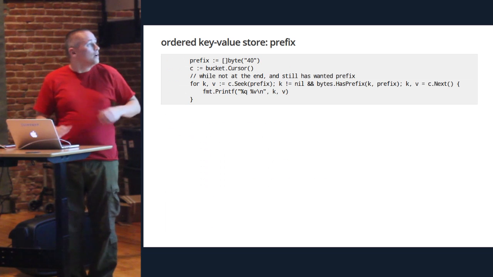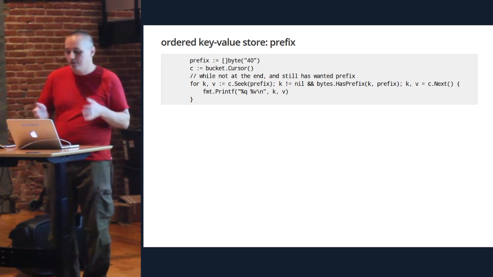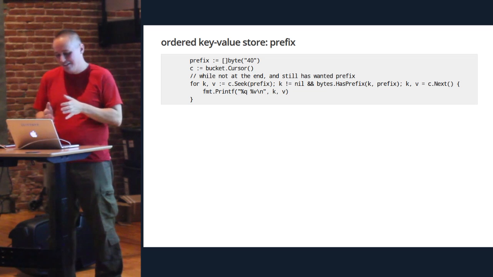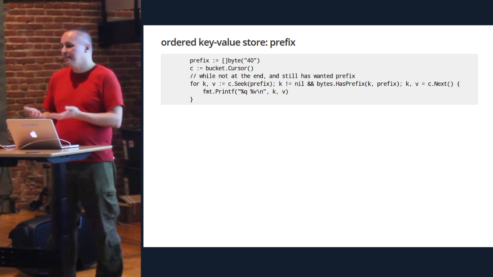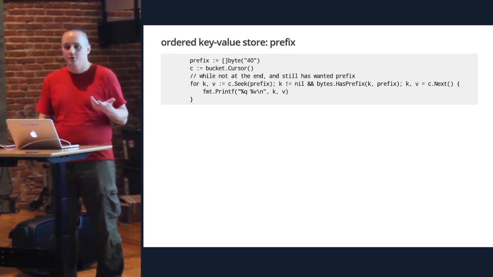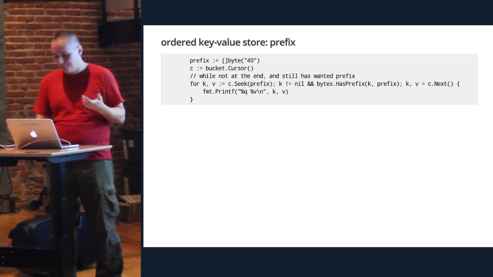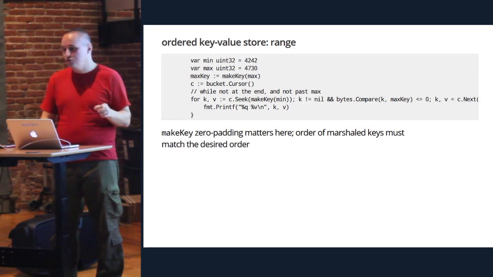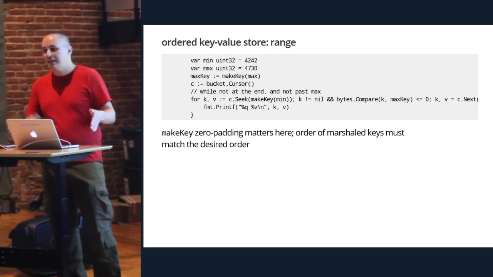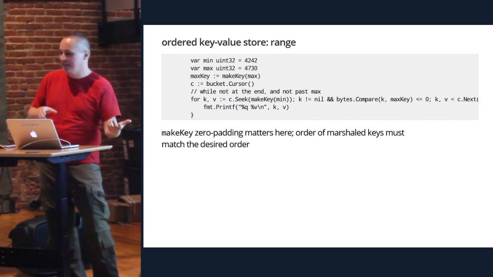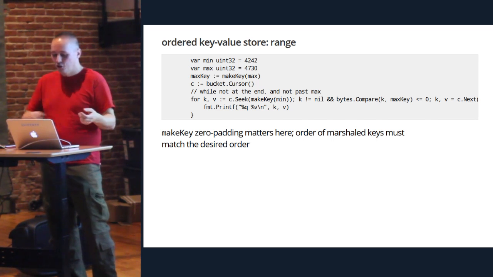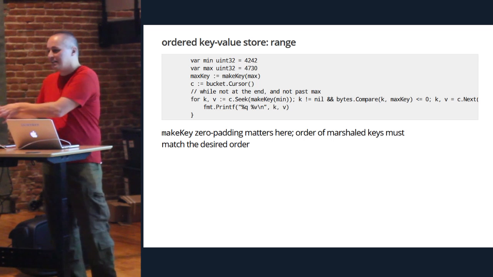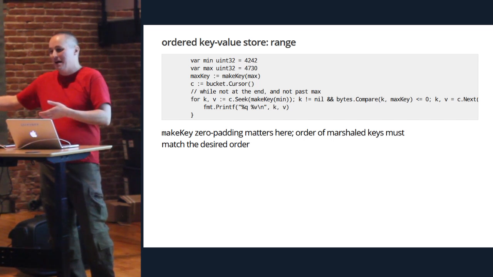Okay. So an ordered key value store also lets you access data by other gimmicks. Like you can ask for anything with this prefix. So we stored 4-digit decimal numbers, and we can ask for anything that begins with a 4 and a 0. In our 100 random numbers, there are 2 of those. You can ask for a range by encoding both the beginning and the ending key the way you encode keys, and walking a cursor from the beginning key to the ending key, as long as you don't go past the maximum key.